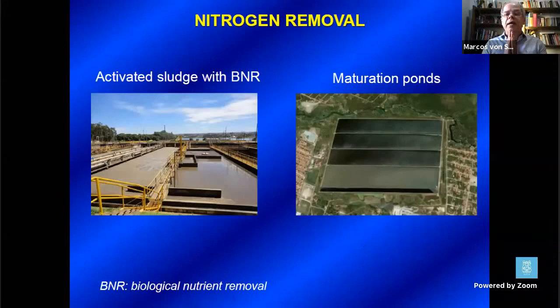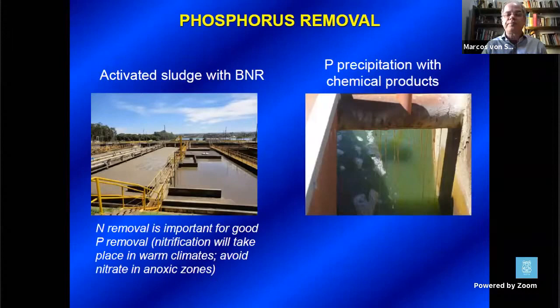Nitrogen, in terms of biological removal mechanisms, we have very few processes. Activated sludge with BNR, biological nutrient removal. They are more complex to operate. They need an anoxic zone, aerobic zone, but maturation ponds are still a simple process and still capable of nitrogen removal, but require a very large area. For phosphorus removal, very few processes. Here again, activated sludge with biological nutrient removal.